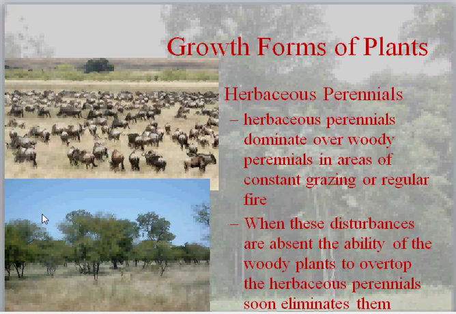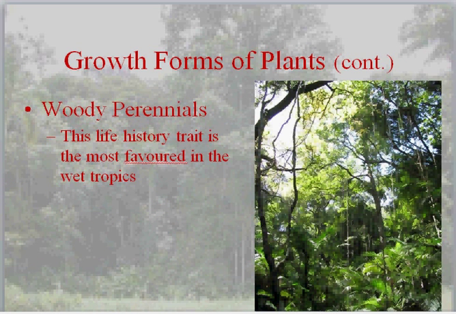Okay, so that brings us on to the woody perennials. This is the life history trait which is most favored in the wet tropics. So those are the trees. So the trees which make up tropical rainforest are woody perennials. Now these woody perennials are a response to pretty major resource limitations. So there's a lot of resources competed for. Now let me correct this.